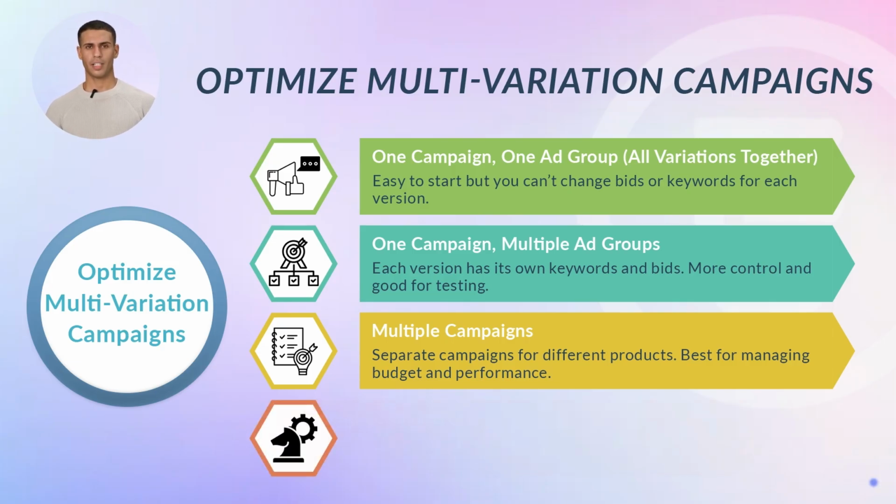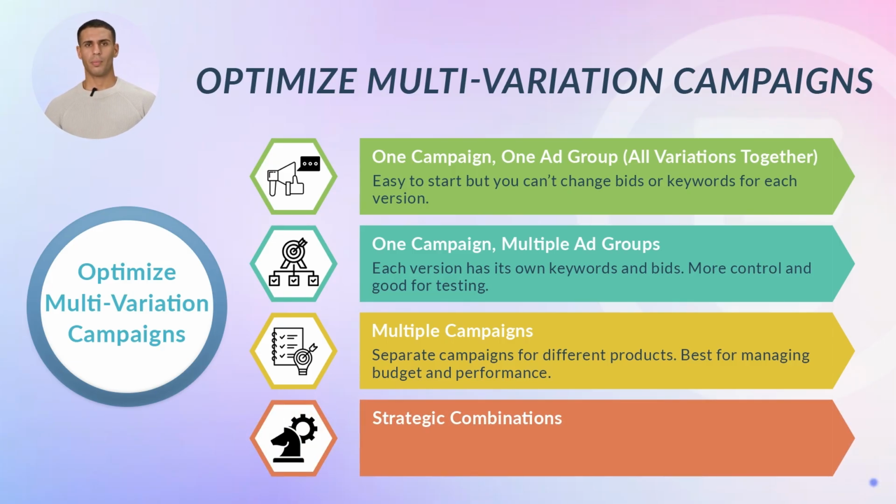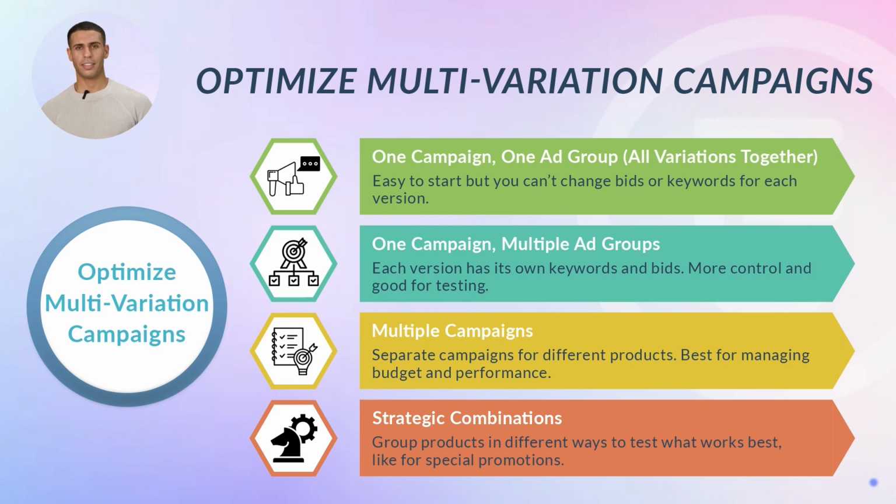Lastly, strategic ad combinations. Sometimes you want to group ASINs within the same campaign or ad group to test performance or focus on seasonal promotions. This lets you experiment and find the best converting groups. There are a lot of ways to set up campaigns for multivariant products, and what works best depends on your Amazon Ads know-how. If you're a newbie, start simple and level up your game as you go.